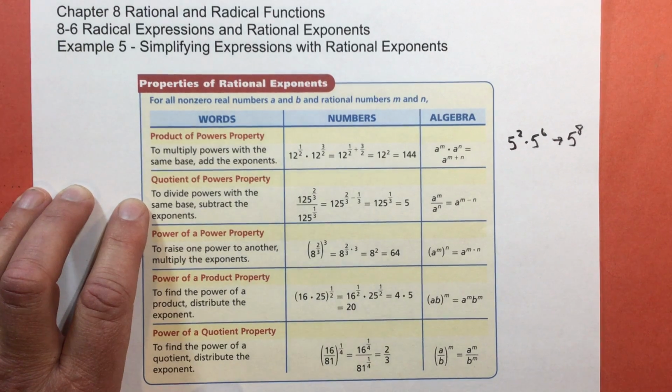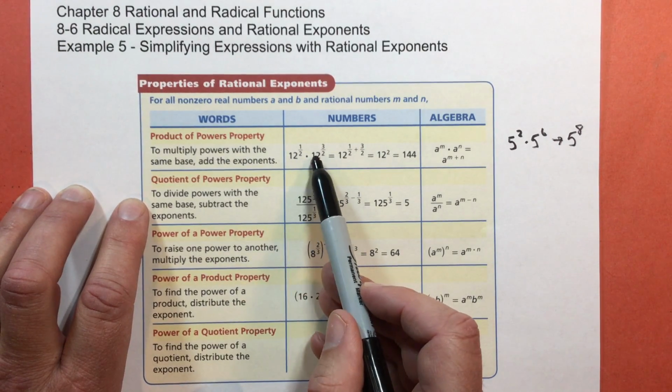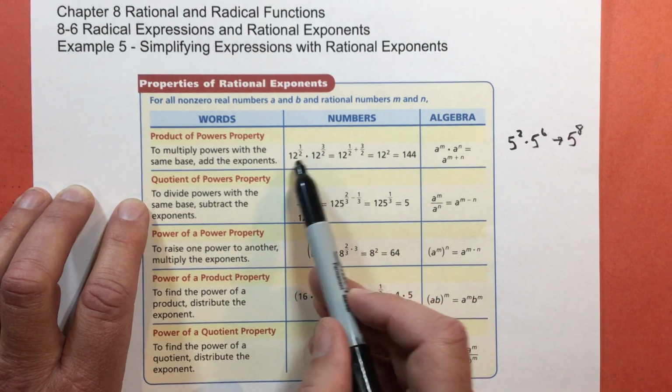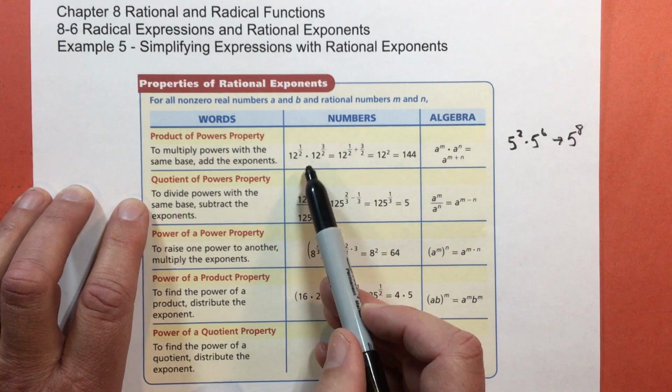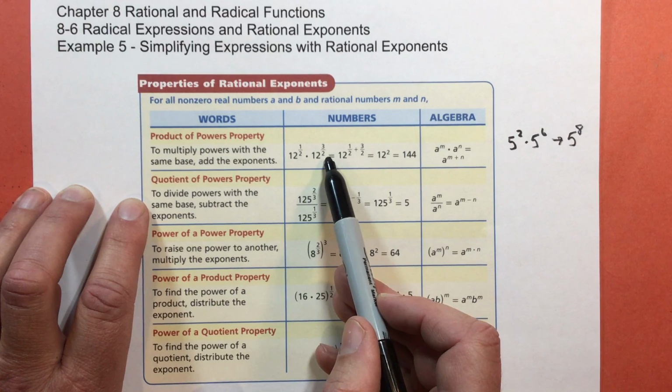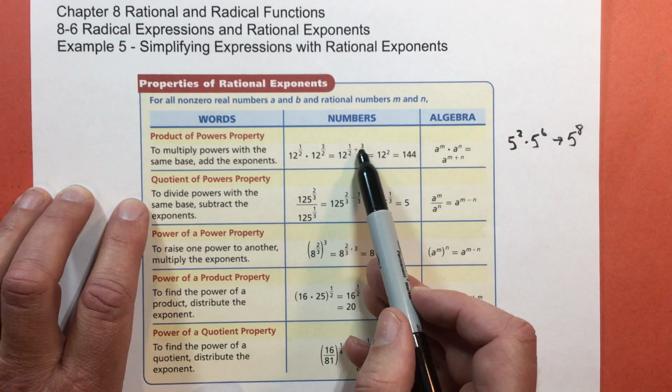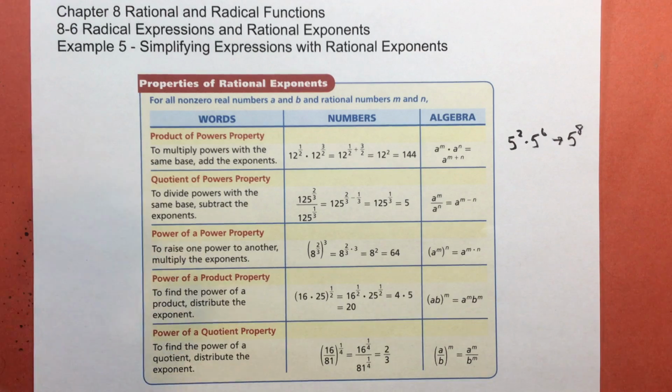What does that mean in this section? If I have 2 powers that are being multiplied and they have the same base, then I just add the exponents. So 12 to the 1/2 power times 12 to the 3/2 power is going to be 12 to whatever 1/2 plus 3 over 2 is. That would be 4 over 2, which is 2, and then I just keep simplifying from there.